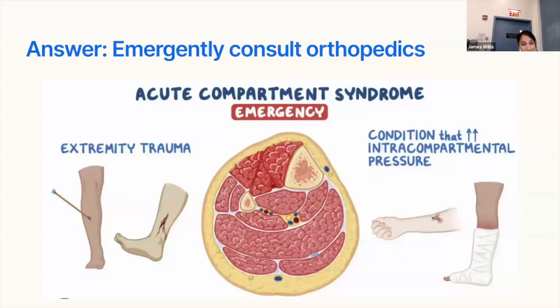So this is actually compartment syndrome. You want to emergently consult orthopedics. Compartment syndrome is a clinical diagnosis, but you want to look at the delta pressure, which is the diastolic pressure minus the compartment pressure. It's a limb-threatening condition resulting from increased pressure within a muscular compartment, which is causing compression of the nerves, muscles, and vessels within the compartment. And the pain is going to be disproportionate to the injury or the physical findings.